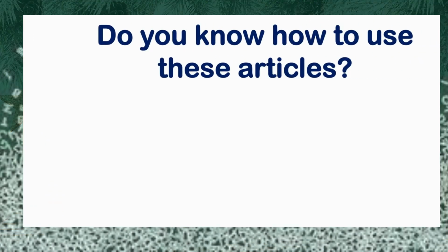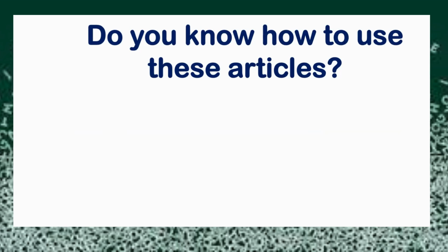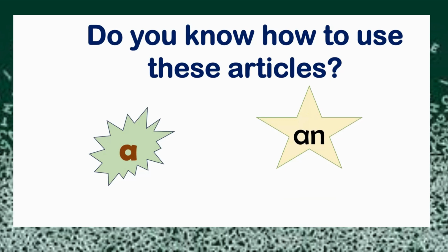Do you know how to use these articles? The articles we want to talk about are those basic articles in English, and students have a lot of difficulties knowing which one they will use. So we have a, we have an, we have the. How do we use them?